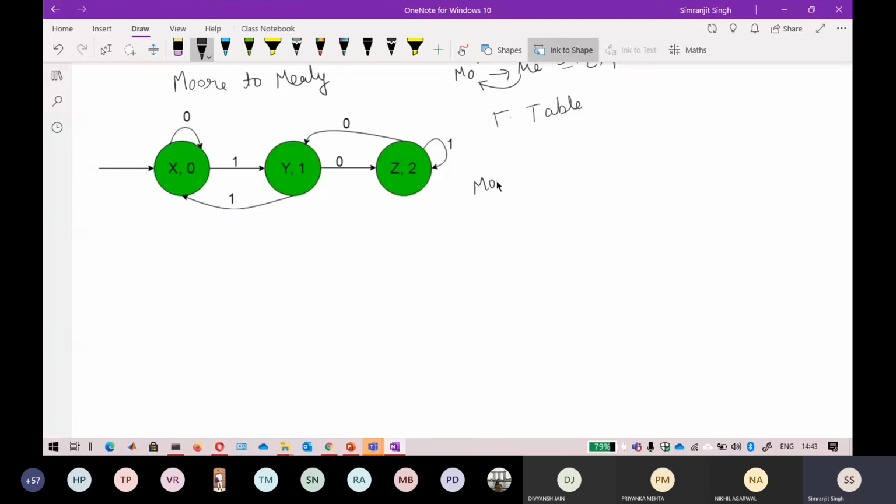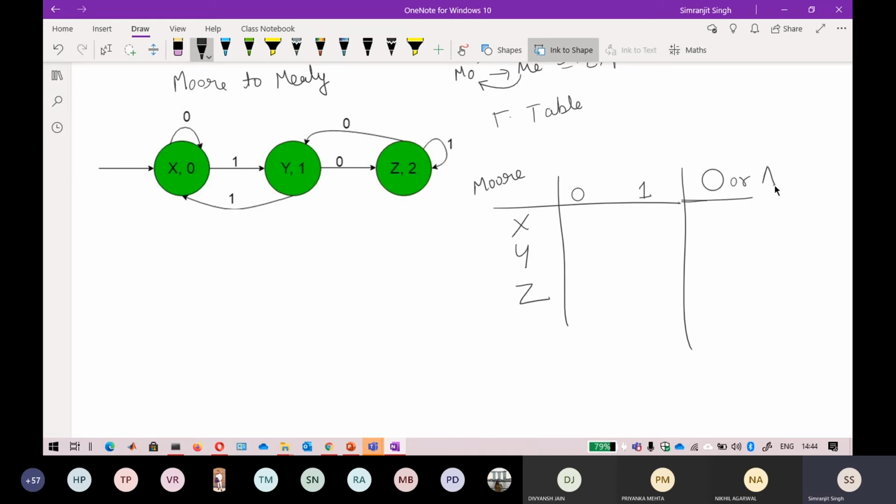Okay, so to build a table of a Moore machine, just write the name of the states X, Y, and Z. Okay, now the input here is 0 and 1, and the output associated with every state is denoted as O or a delta. Okay. So just write output, don't worry about that.